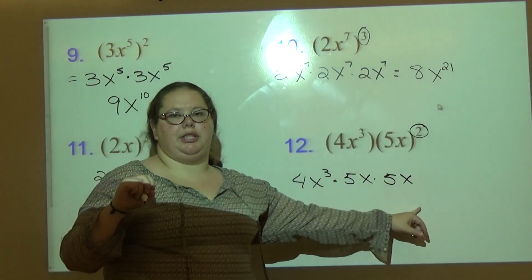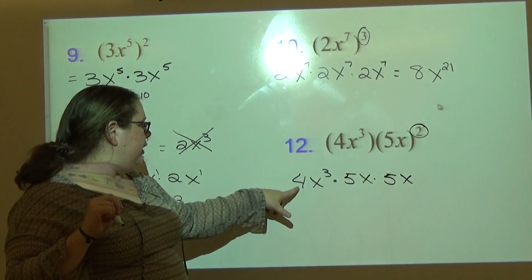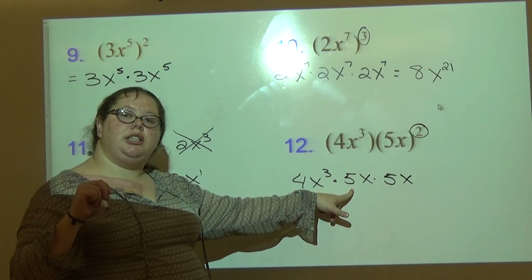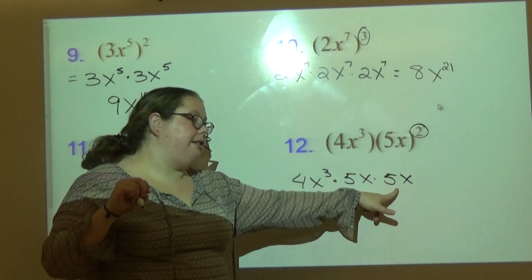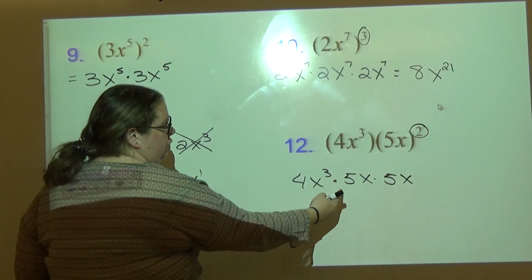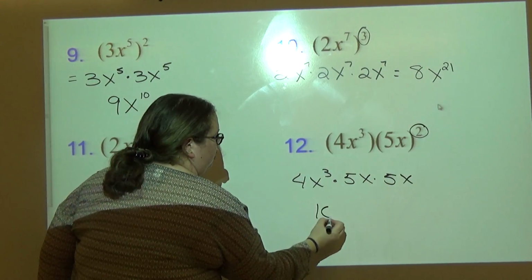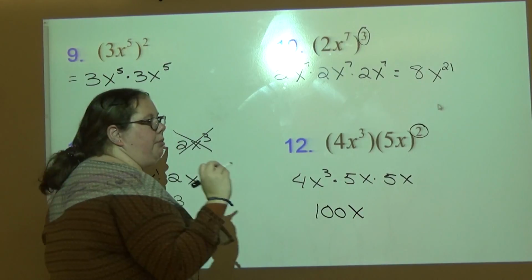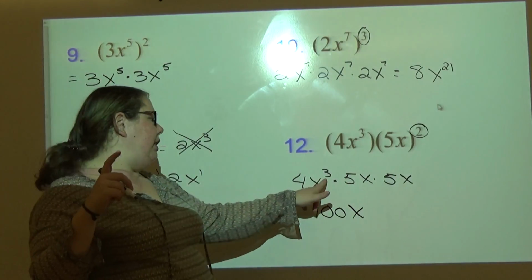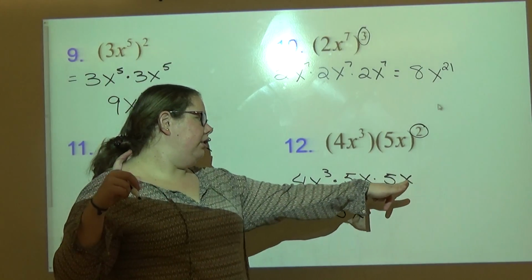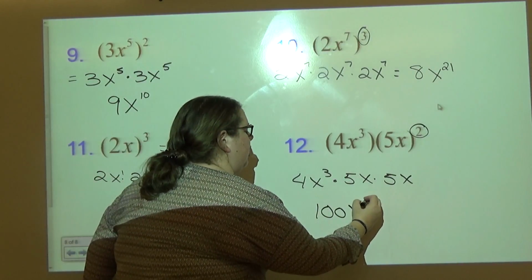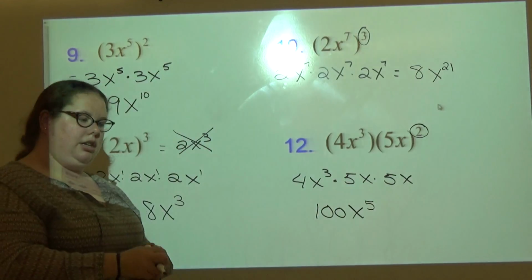Now I can multiply all this together. Let's see, 4 times 5 is 20, times 5 is 100, or you could do 25 times 4. So 100, and then how many x's are multiplying? We have 3, 4, and 5. And we are all set.